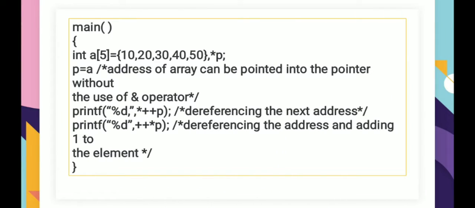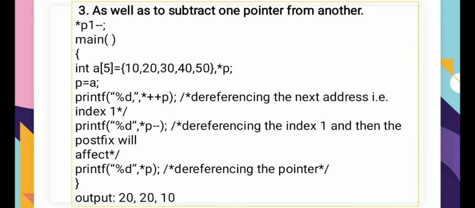So, let us illustrate number 2. Here is a sample program for dereferencing or addressing using a pointer. Number 3, as well as to subtract one pointer from another. A pointer can be subtracted from another pointer. Here is a sample program. Then, this program will output 20, 20, then 10.